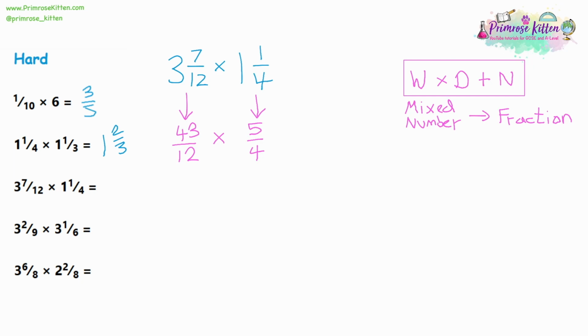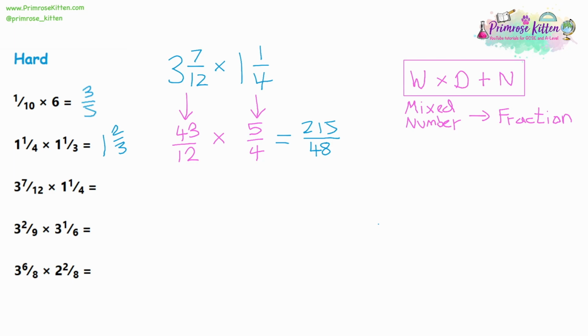So let's do the numerators first. 43 times 5. Well, 40 times 5 would be 200, and 3 times 5 is 15. So that will give us 215. And then the denominators, 12 times 4. So 10 times 4 is 40. 2 times 4 is 8. That will give us 48.